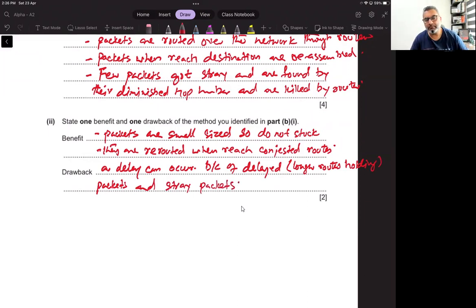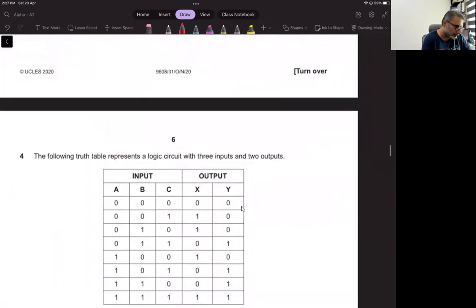Okay, so if packets are taking a longer route because they are actually in a congested route, they will be reaching late. Or if the packet becomes a stray or corrupted, so it will be killed, so it will be actually asked by the sender to be resent. So that might give you a delay.